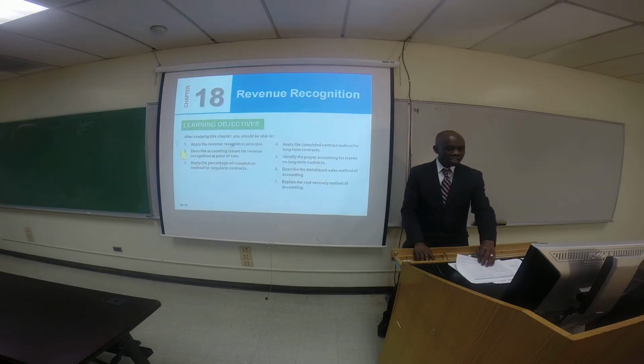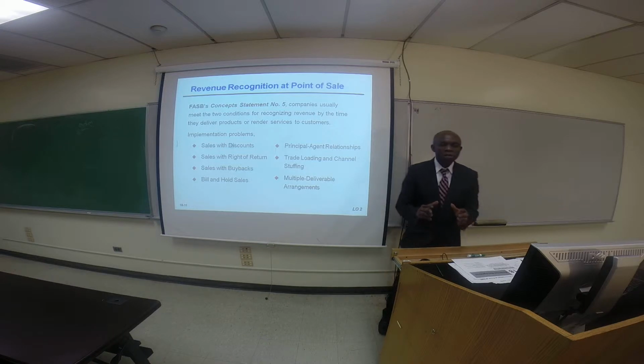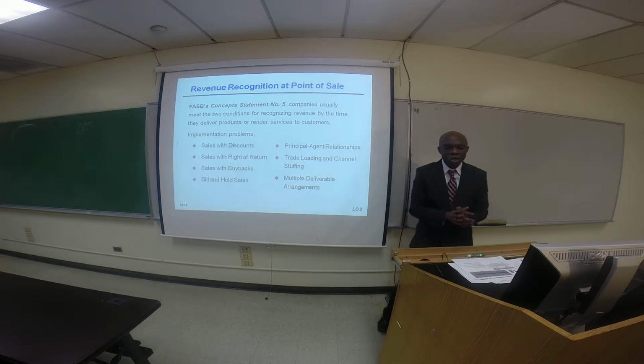So let's take a look at the second objective. We're going to talk about accounting issues for revenue recognition at point of sale. Now, usually companies meet the two requirements to recognize revenue. We talked about that in part one. Number one is the revenue has to be realized or realizable, and number two, the revenue has to be earned. We expatiated that in part one.